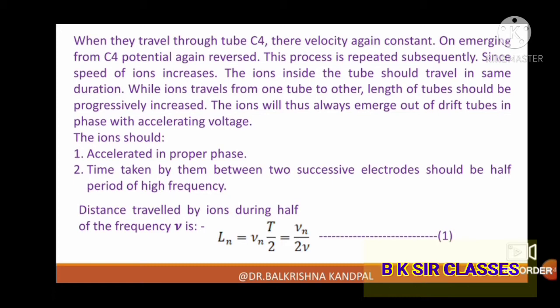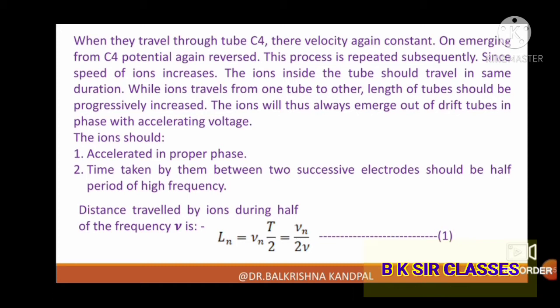Since the speed of the ion increases, the ions inside the tube should travel for the same duration. While the ion travels from one tube to another, the length of the tube should be progressively increased. The ion will thus always emerge out of the drift tube in phase with the accelerating voltage.